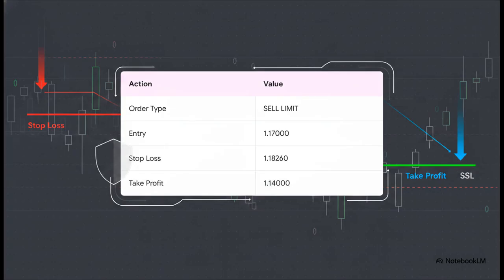So here is the exact mathematical blueprint. We have a sell limit order placed precisely at 1.17000, right at the edge of the imbalance. Our stop loss, our defensive shield, is anchored mathematically at 1.18260. That places it strategically above the LPSC zone, totally safe from noisy retail stop hunts. And the take profit? Dialed in at 1.1400, specifically designed to sweep that ultimate sell-side liquidity target.